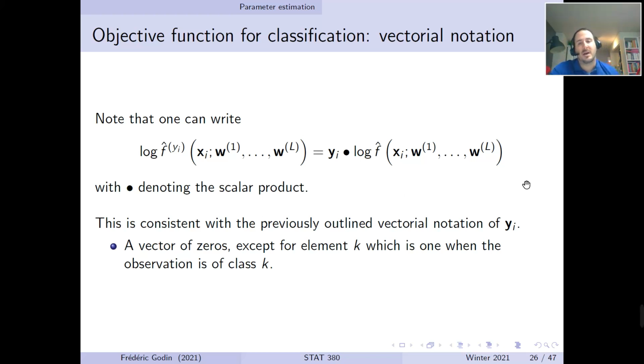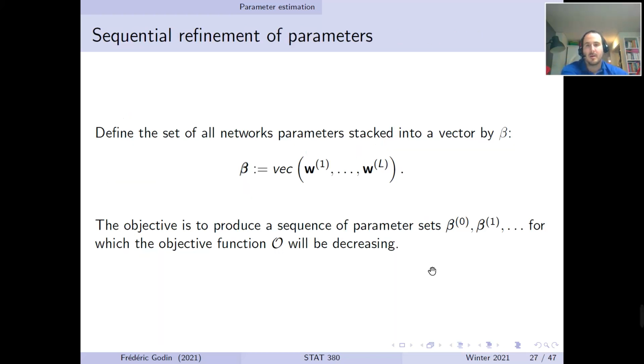So this expression is consistent with the vectorial notation of y_i that we outlined earlier. It's possible to express the log likelihood of observation y_i according to this expression. So now we've defined the objective function, let's go to the estimation procedure.